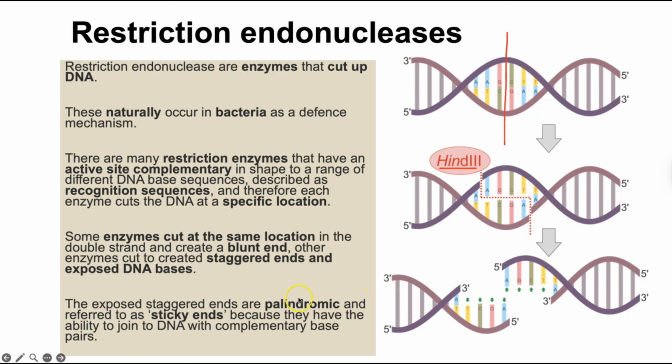And this is going to happen at these palindromic sequences. And that means the order of the bases is the same forwards as the order of the bases backwards. That's what we mean by palindromic. So where these enzymes can bind and cut is known as the restriction site or recognition sequence. Those are the two terms that we use to describe where the enzyme can bind. That is based on the active site being complementary to a particular sequence of bases, and it creates these sticky ends.